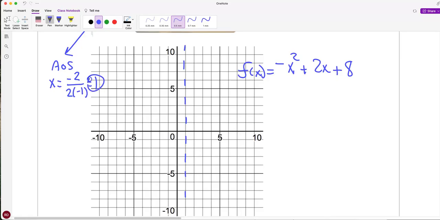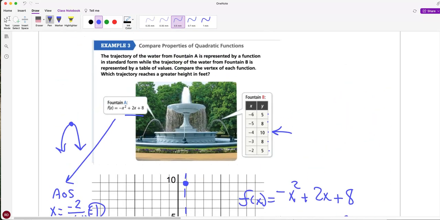The x coordinate is going to be 1. So f(1) is going to be -1² + 2 + 8. So this is going to be -1 plus 10, which is 9. So that vertex is going to be at 9 right there. Okay. So I can tell that the maximum height of this one is 9, and over here the max height is 10. So which of these reaches a greater height? So that would be fountain B.